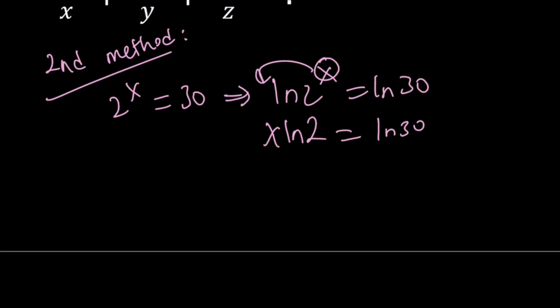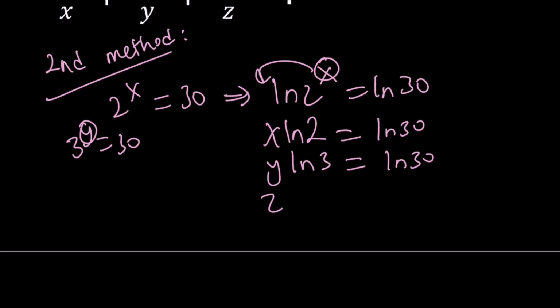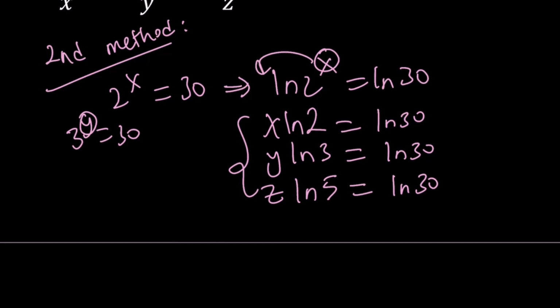And then if you do this with the other ones, you get 3 to the power y is 30, and when you ln both sides, y ln 3 is equal to ln 30. And then z ln 5 is equal to ln 30. You don't have to reinvent the wheel, just do it once and then you can copy the pattern. So we get 3 equations, but they're not that interesting. Let's go ahead and isolate x, y, z from here.